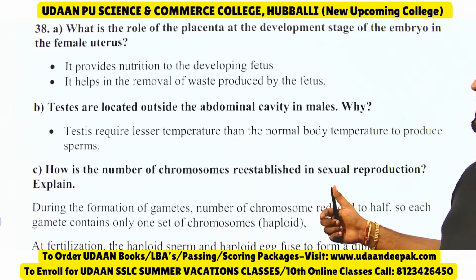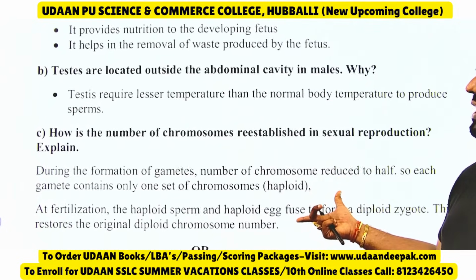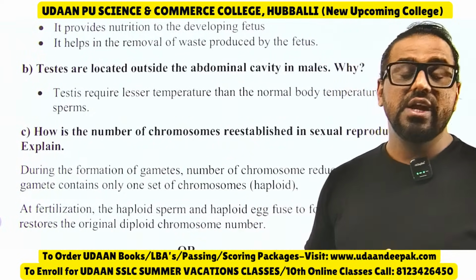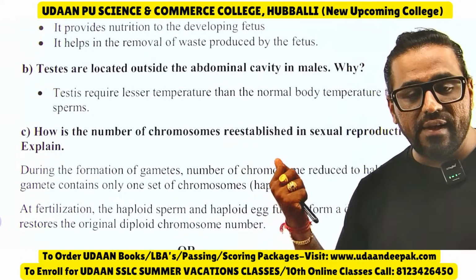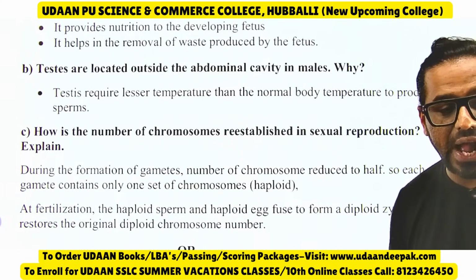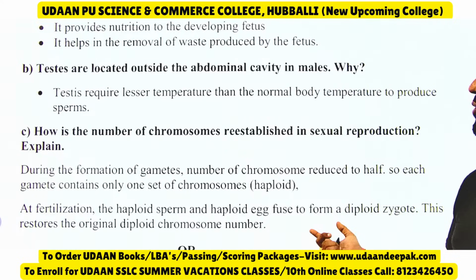Then testes are located outside the abdominal cavity in males. Why? You know that the testis requires a lower temperature than the normal body temperature. So the production of sperms requires what? A lower temperature than body temperature. Therefore, we need to have the testis outside the abdominal cavity.